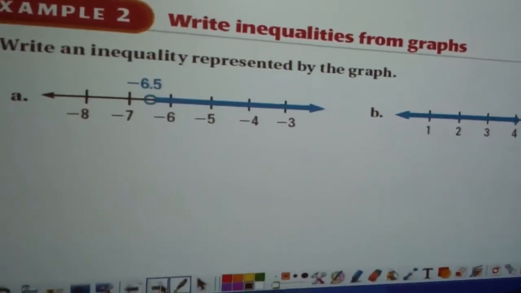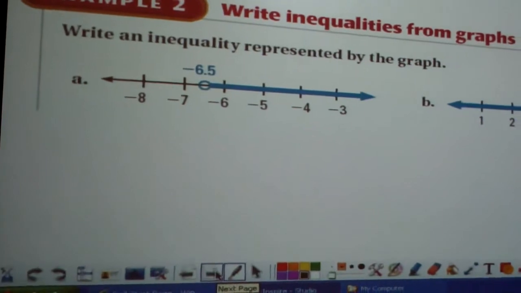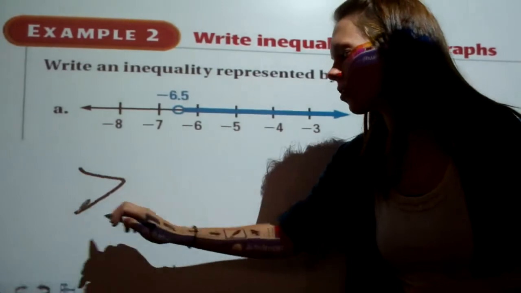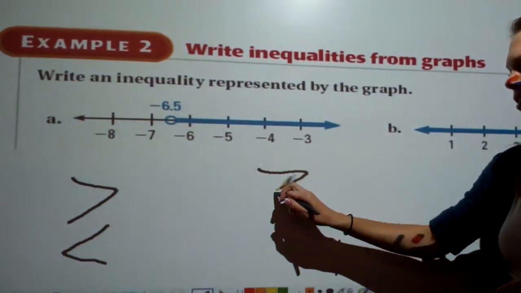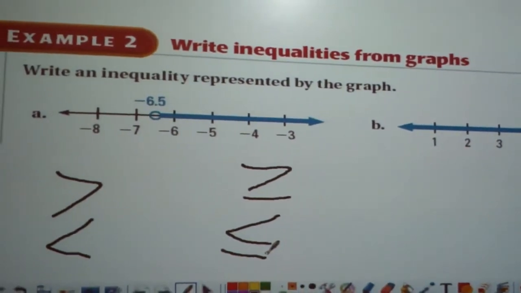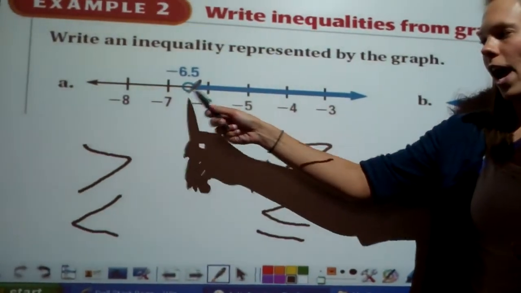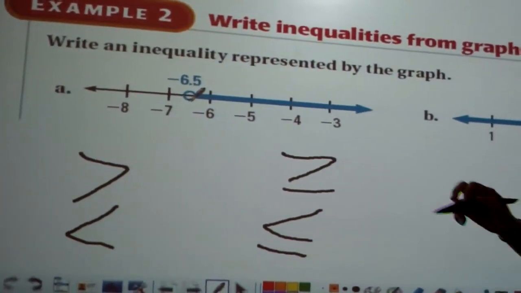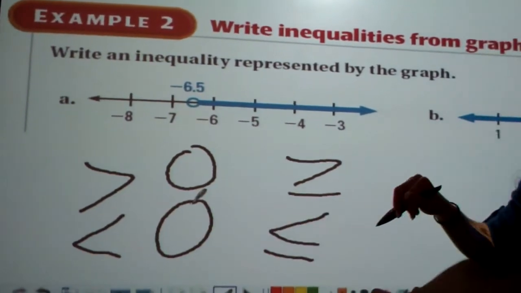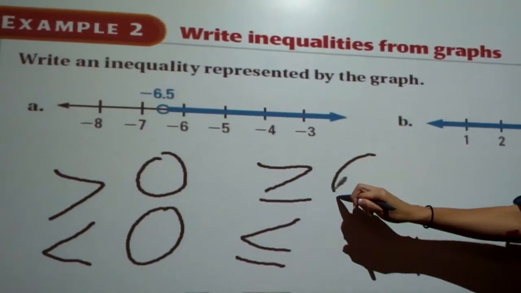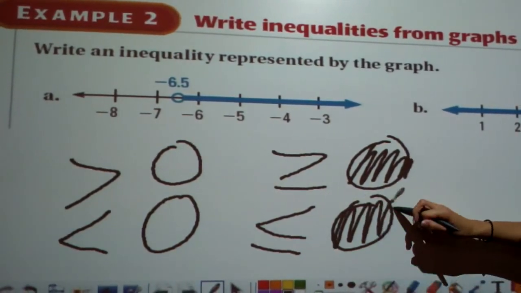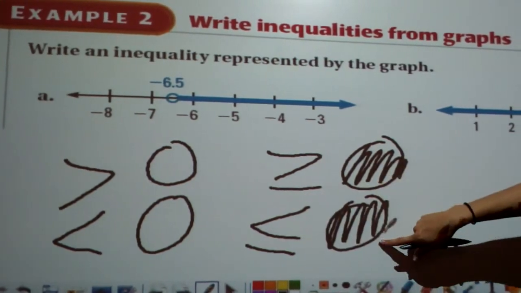Alright, so our first example, we want to write an inequality represented by the graph. Here we're going to use either greater than, less than, greater than or equal to, or less than or equal to. Now, when we're graphing inequalities, we have to draw a circle at the number. So if we have a greater than or less than, we have an open circle. If we have greater than or equal to, we have a closed circle. So if you see a line underneath our inequality sign, fill in the circle.